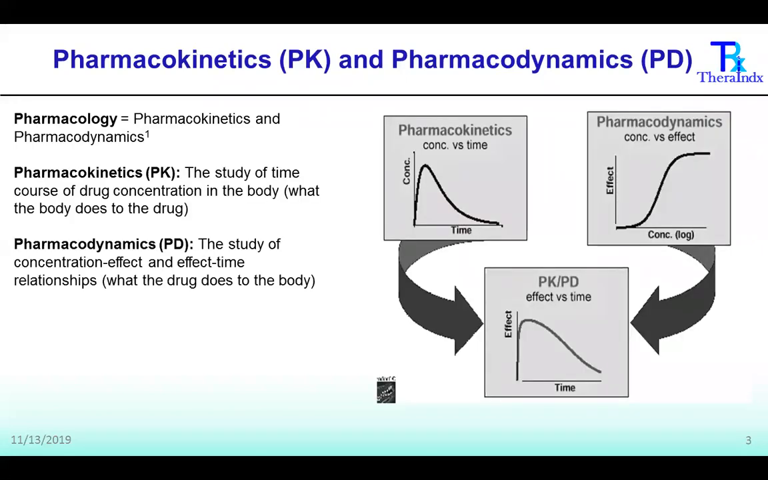Pharmacokinetics and pharmacodynamics are two integral components of the discipline of pharmacology. Pharmacokinetics is the study of concentration over time in an organism. The organism could be a microorganism all the way up to human beings. One could also say that it is the study of time course of drug concentration in the body, simply what the body does to the drug.